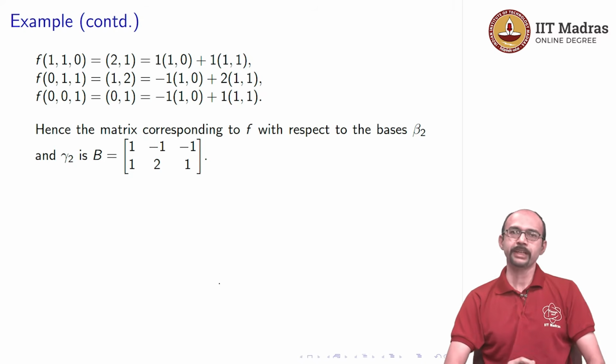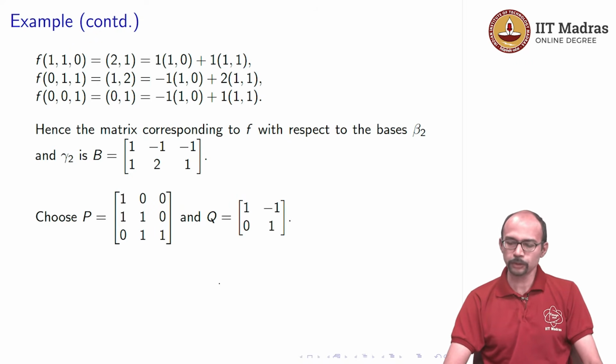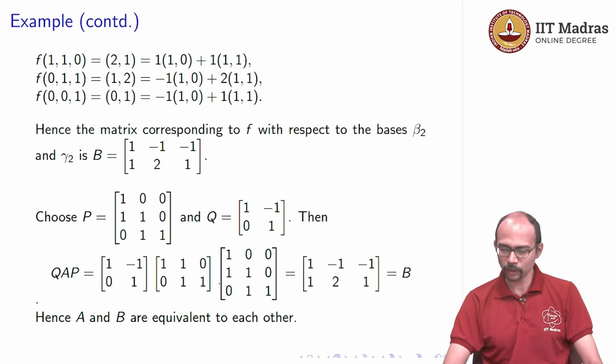Okay. So, what have we done so far? We have taken a linear transformation and we have written down two matrices corresponding to two different ordered sets of ordered bases. Okay. So, choose P to be this matrix, (1 0 0), (1 1 0), (0 1 1), and Q to be (1 minus 1), (0 1). So, this is something I produced out of the air, and here is what happens.